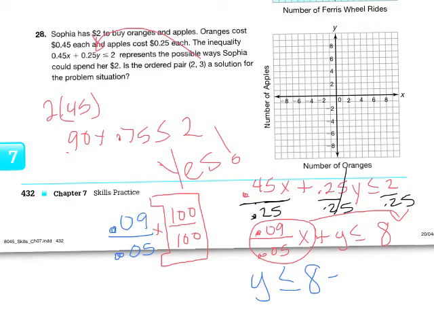Okay, so what's 100 times 0.09? It will be 9, I mean 90? No, it's 100 times 0.09, so it's 9. And 100 times 0.05 is 5. So it's 9 and 5, or 90 and 50.